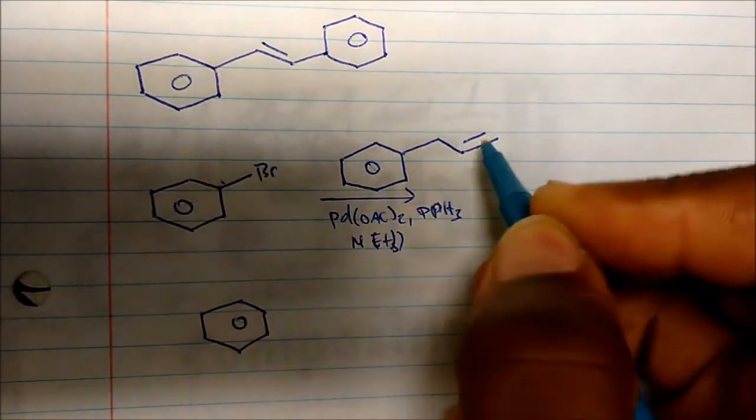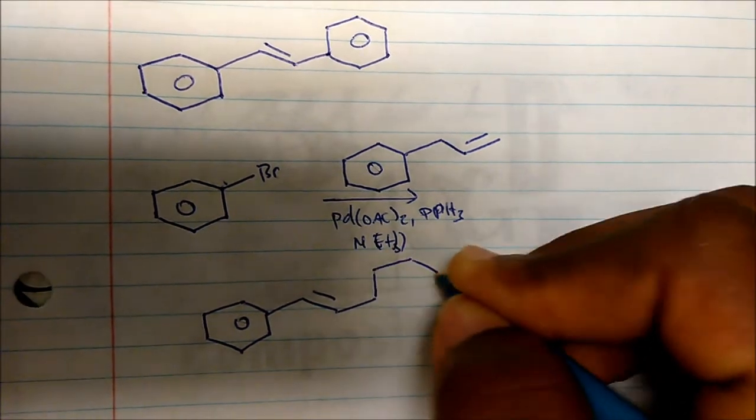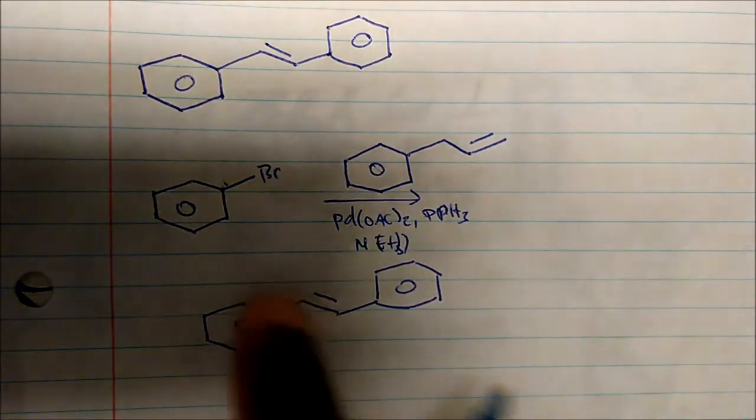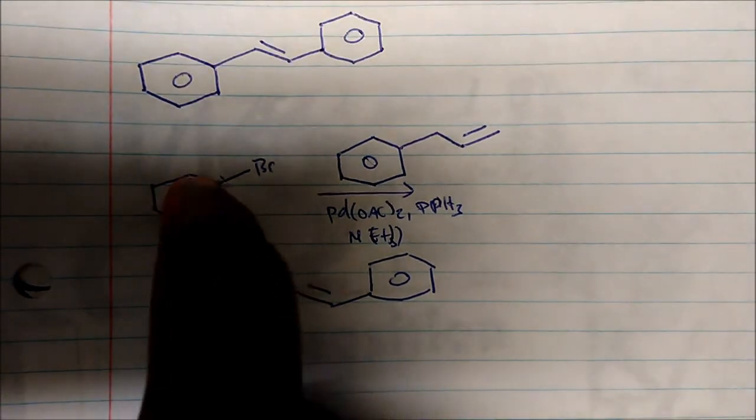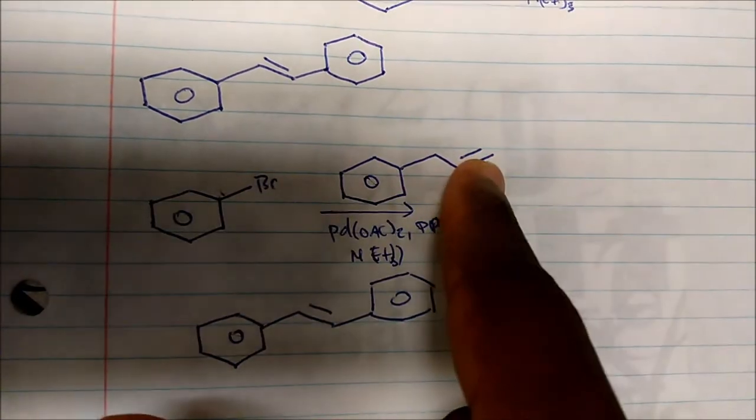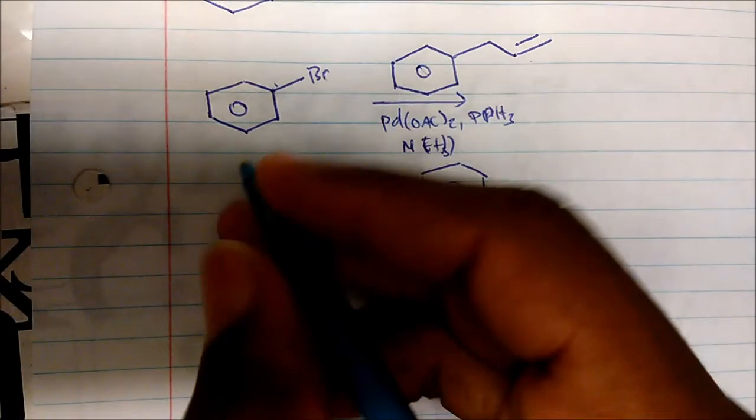This carbon is going to be bonded to my alkene bond. So notice all I'm doing is forming sp2 carbon-carbon bonds. I'm just adding on my carbon on the benzene ring to the alkene bond. That's all we're doing. Okay, so maybe we could look at another one.